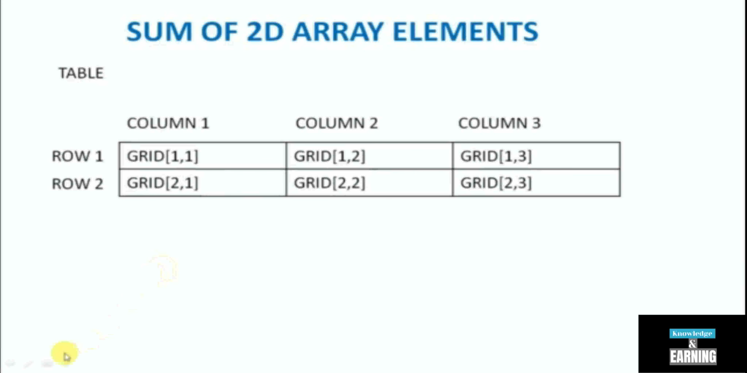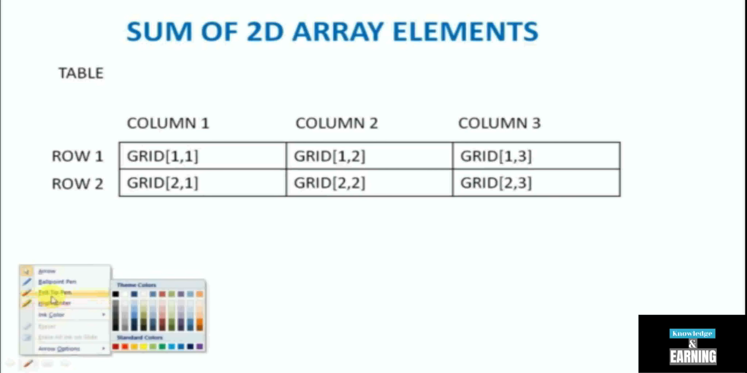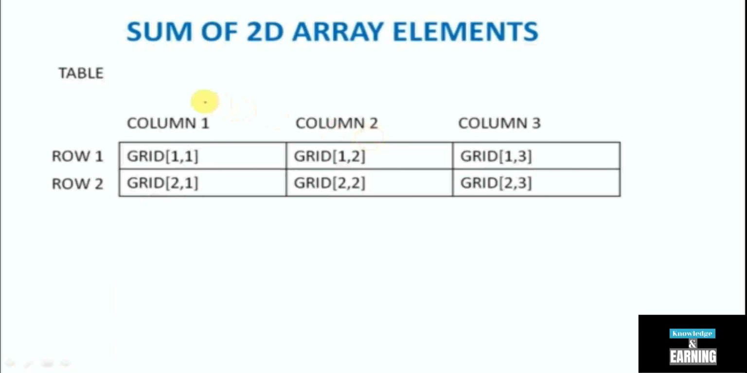So in this lecture, we are going to learn about 2D arrays. In 2D arrays, the data is represented in the form of tables, that is, in the form of rows and columns. As you can see, here I have taken one example in which 2 rows are there, each having 3 columns. So let's suppose this is my first row.